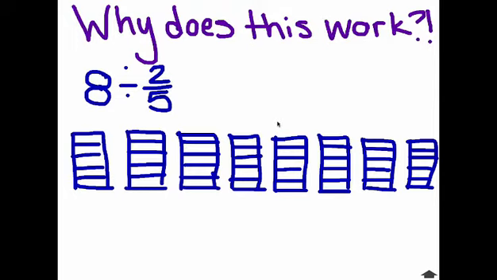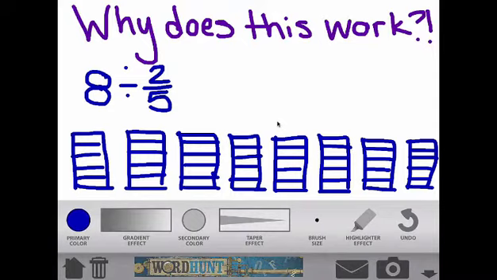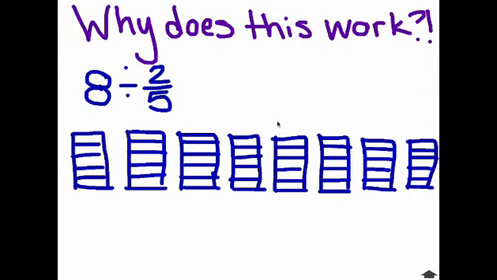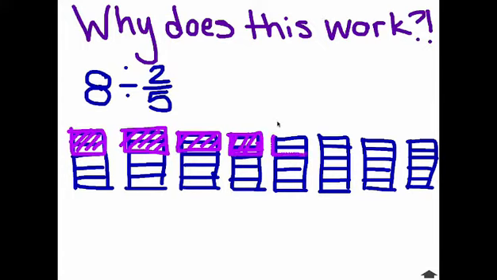Now, each serving is 2/5. And I'm going to do this with a couple of different colors. That way we can see them a little bit better. Let's start here. So, across the top of each of these, we have a serving of 2/5. There we go. Get the whole box in. So far, we have 8 servings of 2/5.